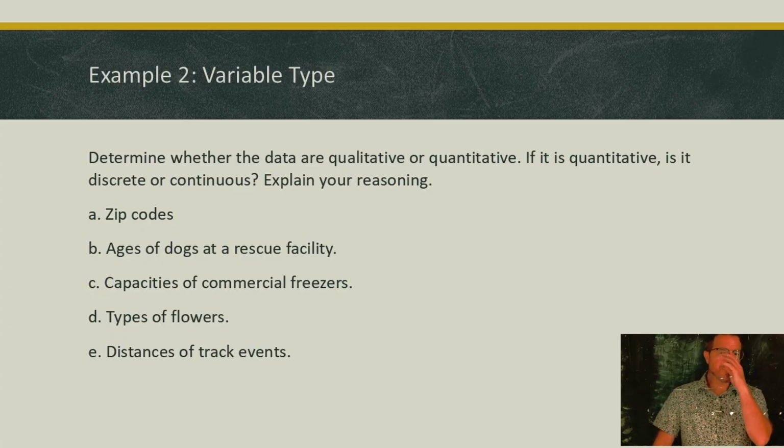Now remember, zip codes, while they have numbers, aren't actually imparting any sort of numeric information. They are labels more than anything, right? I could just as easily have switched all the zip codes in the US and they would work just as well. They were arbitrarily chosen because they're labels. That means that they're actually qualitative data.